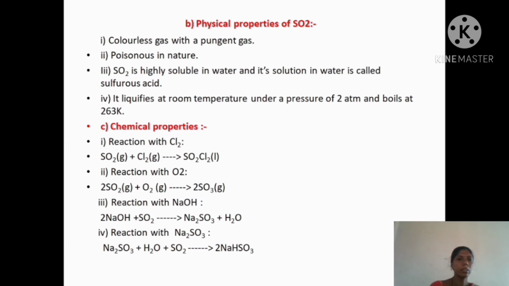Then chemical properties. When sulfur dioxide reacts with chlorine, it forms SO2Cl2, like in the reaction SO2 gas plus Cl2 gas gives SO2Cl2. Then reaction with oxygen: sulfur dioxide reacts with oxygen, forming 2 SO3. Then reaction with NaOH: two NaOH react with SO2 to form Na2SO3 plus H2O. Then Na2SO3 reacts with H2O and SO2 to form sodium bisulfite, 2 NaHSO3.